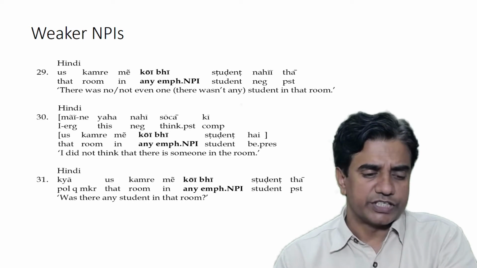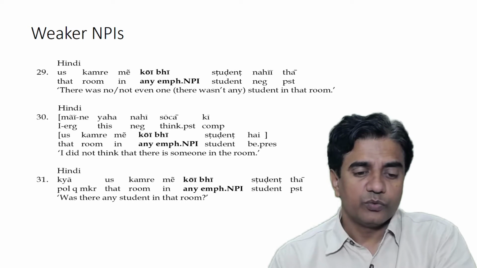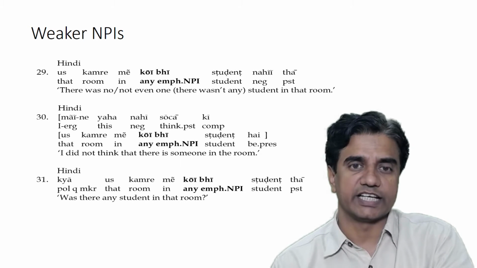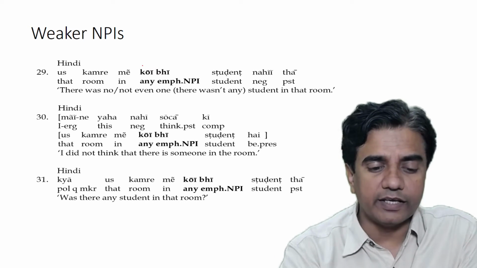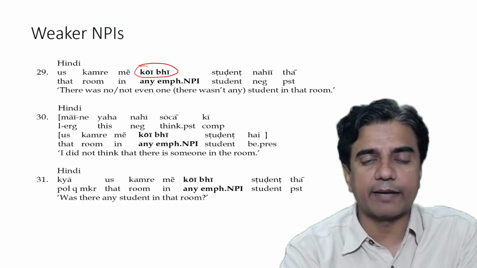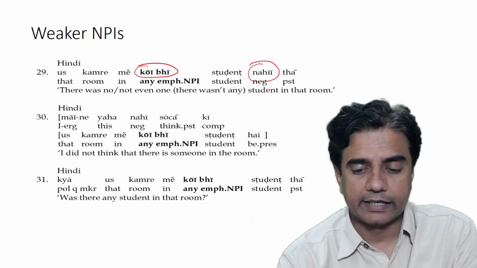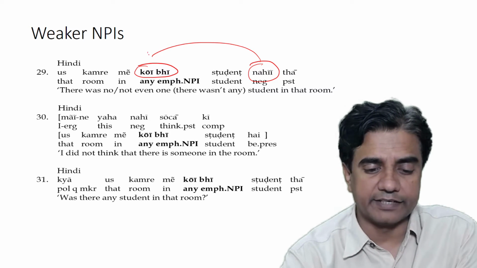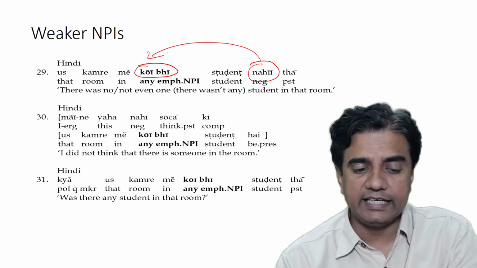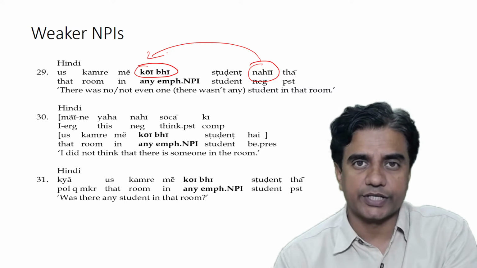Let's look at 29 from Hindi. उस कमरे में कोई भी स्टूडेंट नहीं था. कोई भी is another example of NPI, and it is licensed by the presence of the negative element nahi. They occur in the same clause.